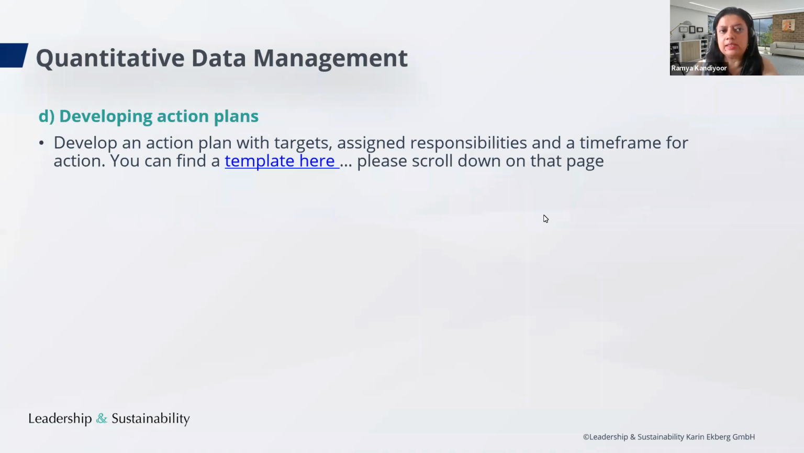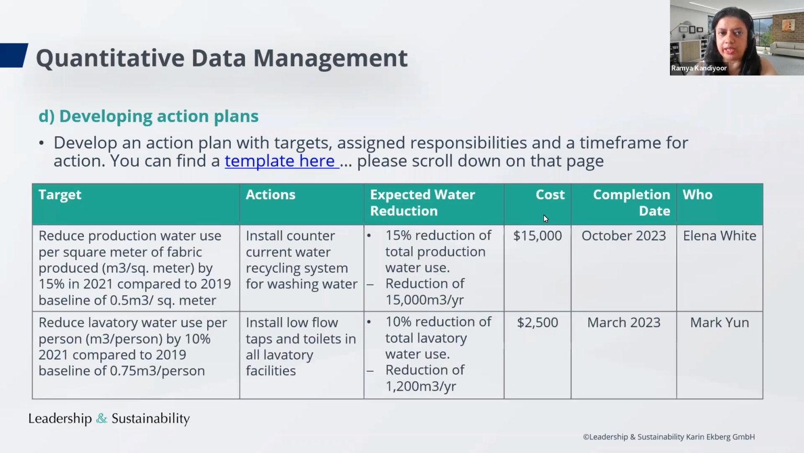Developing action plans. Develop an action plan with targets and assigned responsibilities, a time frame for the action. And here you will find a template. We have given a link to the template that's there on the Higg platform. So this site has a lot of templates there. You would require to scroll down to the section where this action plan template is available. And here are some examples of how you would be able to take targets, actions, and expected reduction.